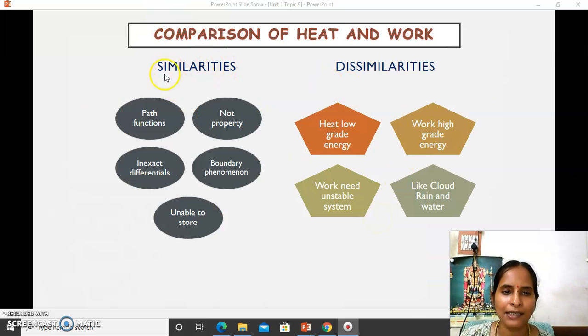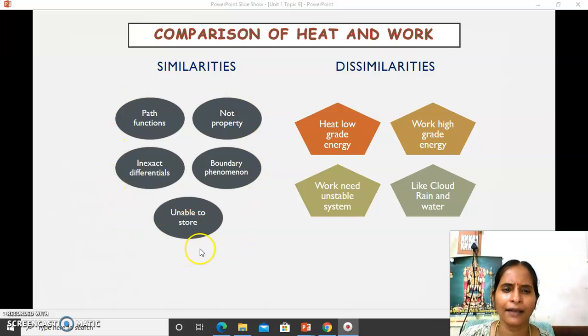And comparison, similarities between heat and work: both are path functions, they are boundary phenomena, they are inexact differentials, they are not the property of the system, they could not be possessed or stored in the system. Both are boundary phenomena and unable to be stored.